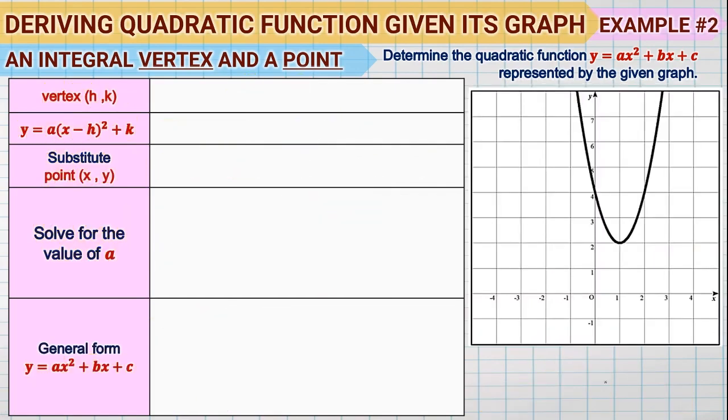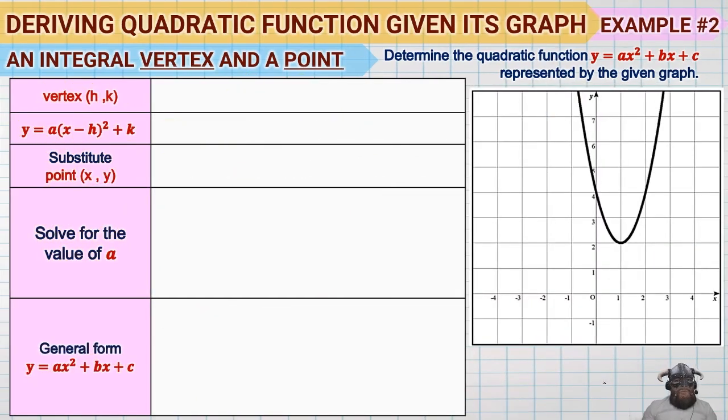Okay, let's have example number 2. So determine the quadratic function y is equal to ax squared plus bx plus c represented by this given graph. So same instruction. So first step is for us to identify the vertex HK. In this case, our parabola is opening upward. Therefore, we can identify the vertex by having the lowest point of the parabola. So ito yon, and that point will be 1, positive 2.